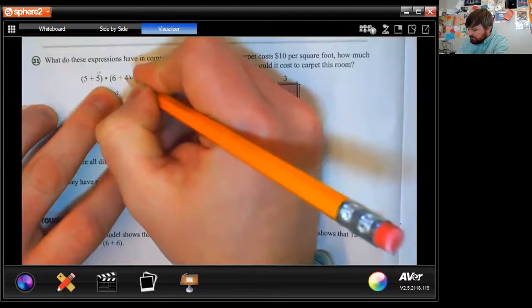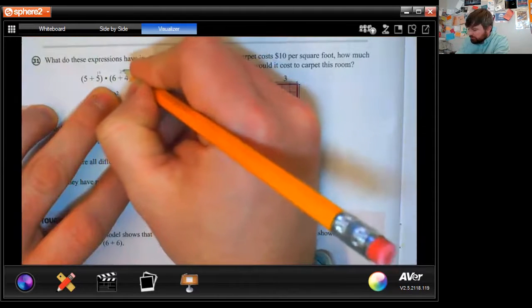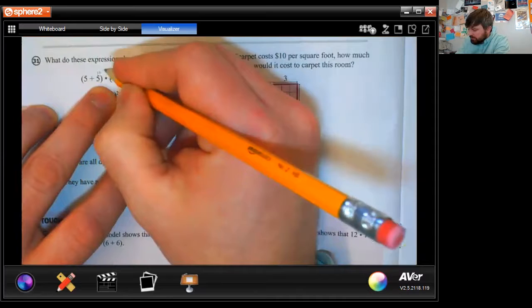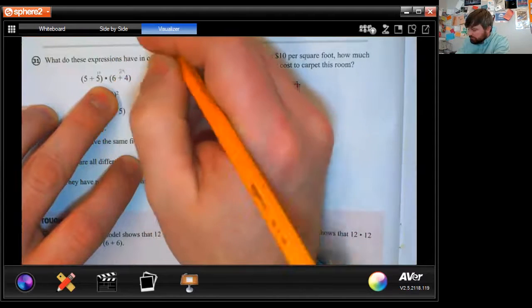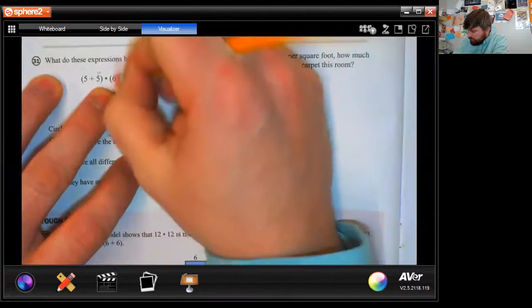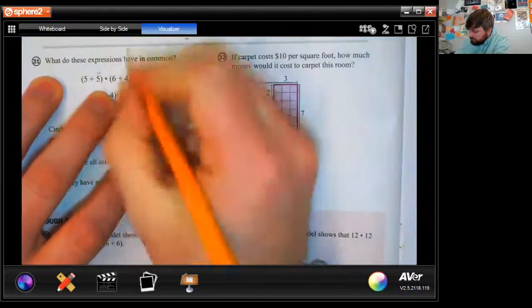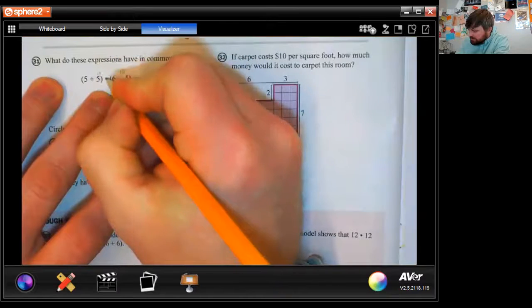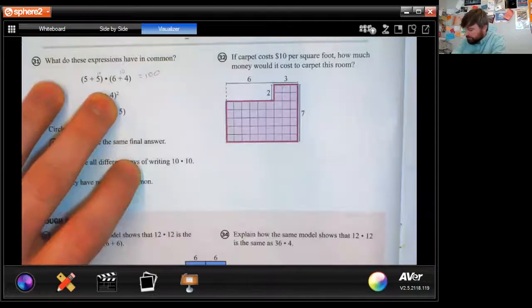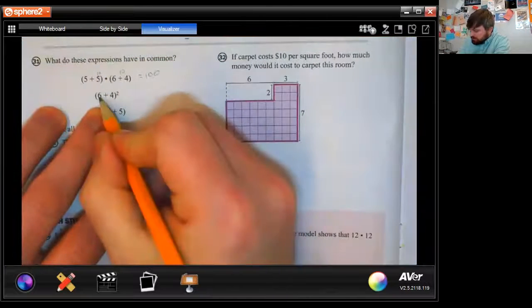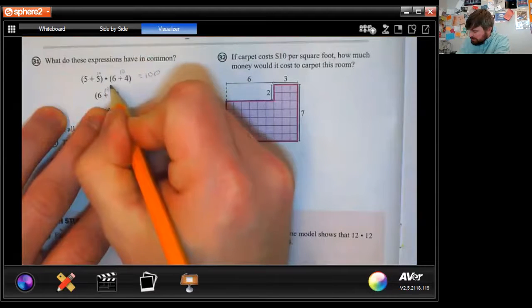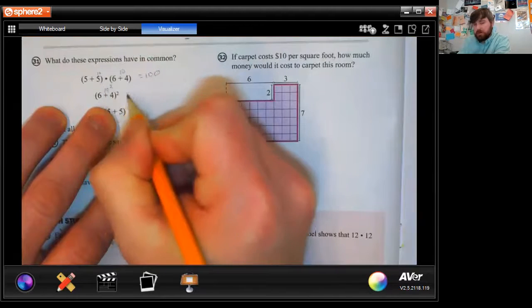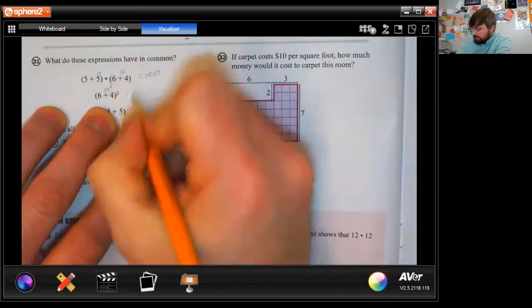6 times 4 is 24. And then, sorry, I multiply. We need to add. 6 plus 4 is 10. And 10 times 10 is 100. Okay. 6 plus 4 is 10. And 10 squared, which is 100, 10 times 10 is also 100.